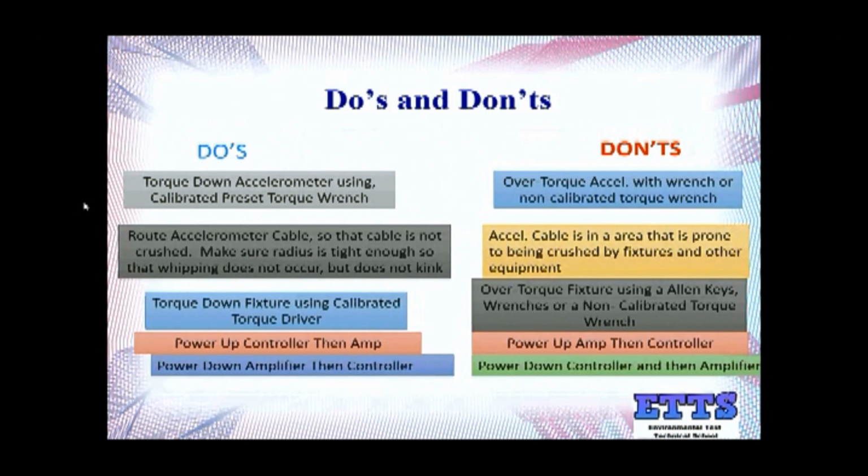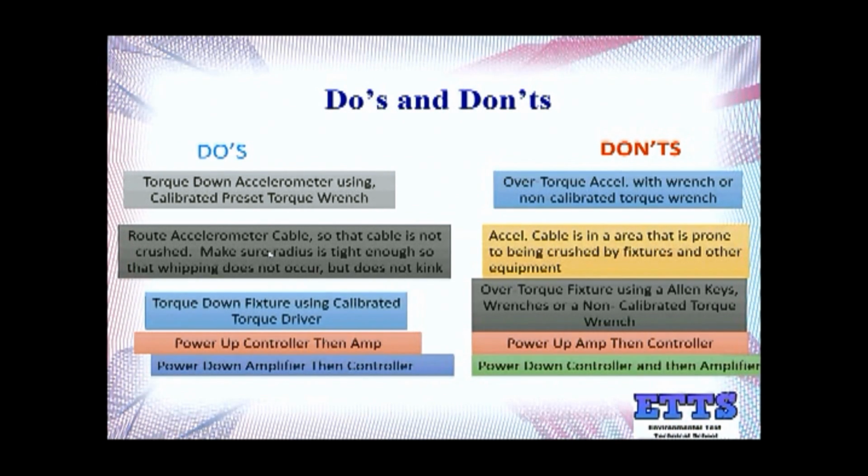Here are some do's and don'ts when setting up and performing vibration tests. Do: torque down the accelerometer using a calibrated preset torque wrench. Do not over-torque the accel or under-torque with a wrench or non-calibrated torque wrench. If you over-torque the unit or the accelerometer, you could drive the stud up into the accelerometer, destroying the accelerometer, or you could strip out the insert or the threads on the stud.